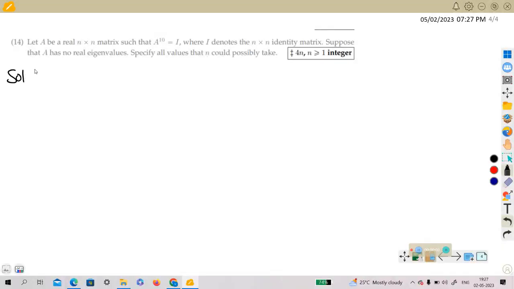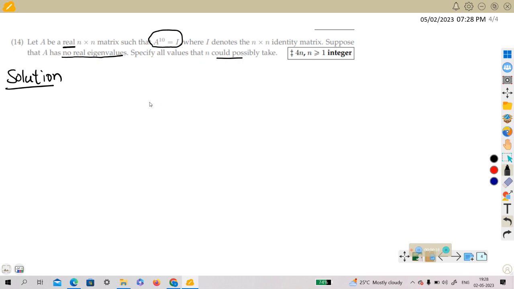Alright, here is another problem of linear algebra from the NBHM exam 2023. The question says: let A be a real n cross n matrix which satisfies this, where I is the n cross n identity matrix. Suppose that A has no real eigenvalues. Specify all values that n could possibly take.